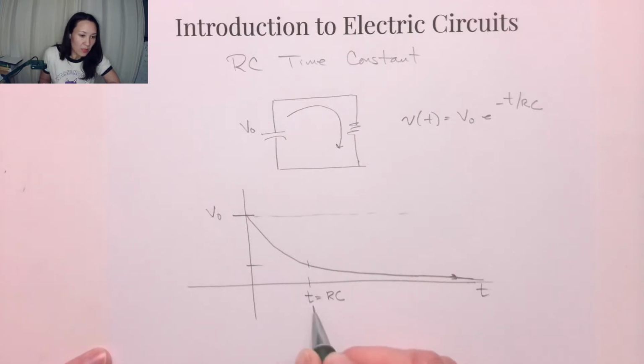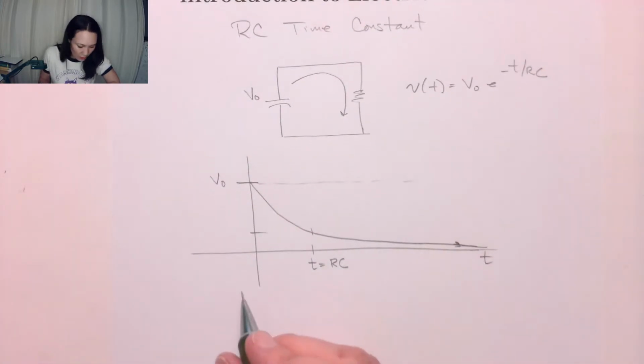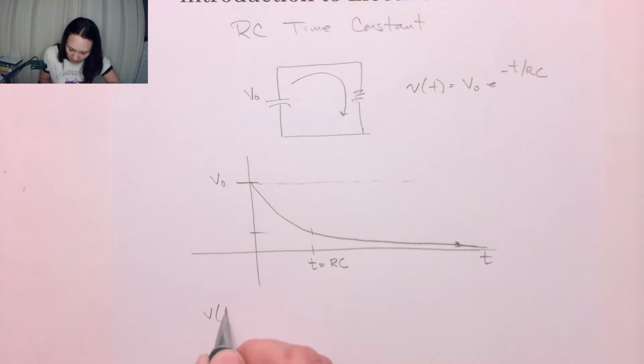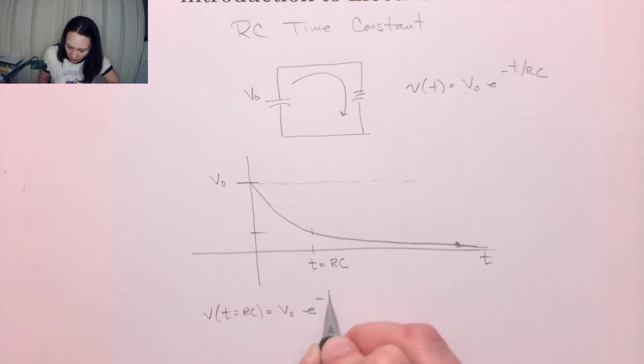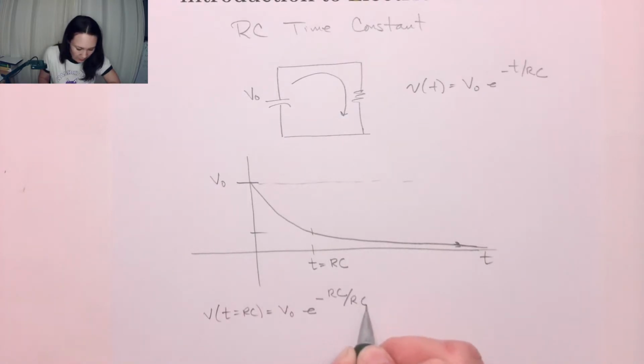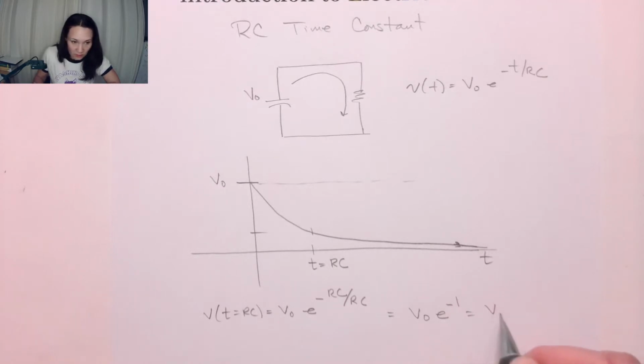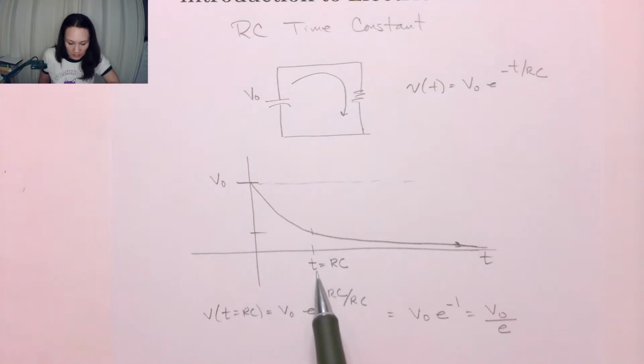So why do we pick this where the time is equal to the resistance times the capacitance? Well, I'll show you. V at t equals RC is going to be V0 e to the negative RC over RC. If these cancel, this is going to give us V0 e to the negative 1, which is V0 over e. The only reason we specifically pick this time location is just to make this exponential cancel out.